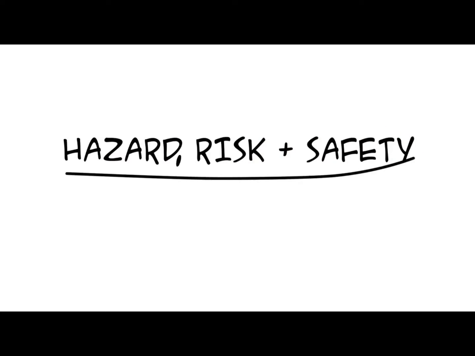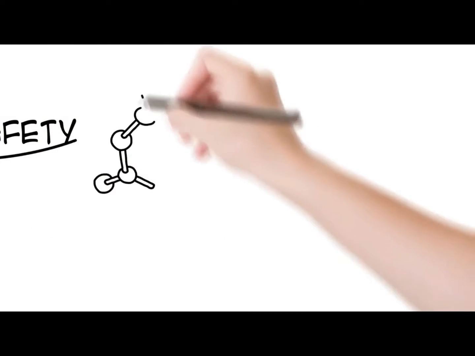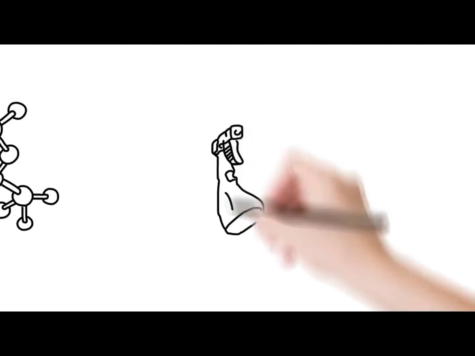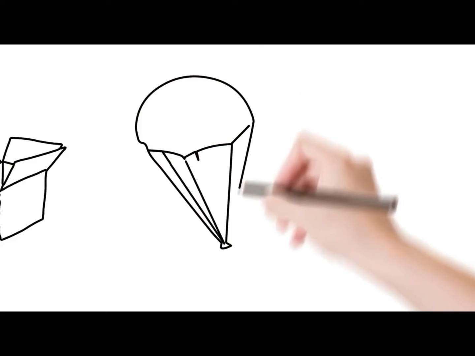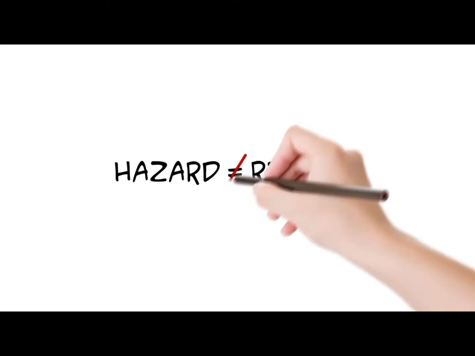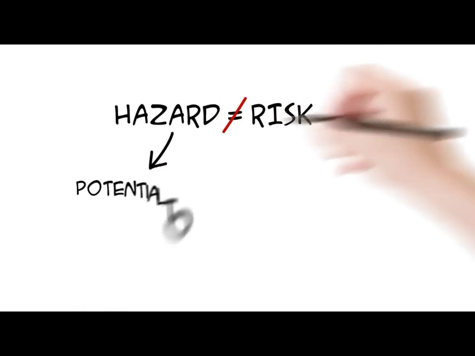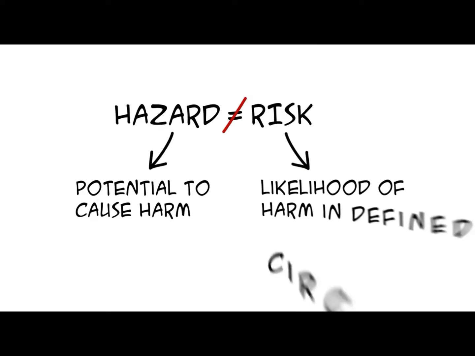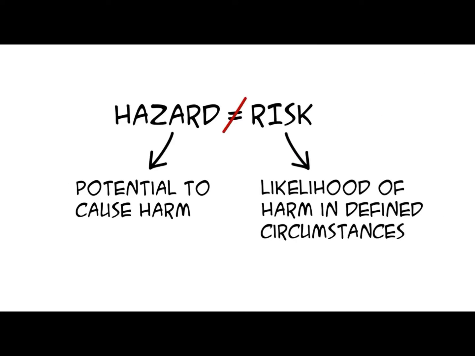Hazard, risk and safety. We all hear these terms on a daily basis. So and so, a chemical, physical or a biological agent poses a risk. This or that product is a hazard, or behaving a certain way is unsafe. A lot of the time, hazard and risk are freely used to mean the same thing. However, they are not. Hazard is the potential to cause harm. Risk, on the other hand, is the likelihood of harm in defined circumstances.